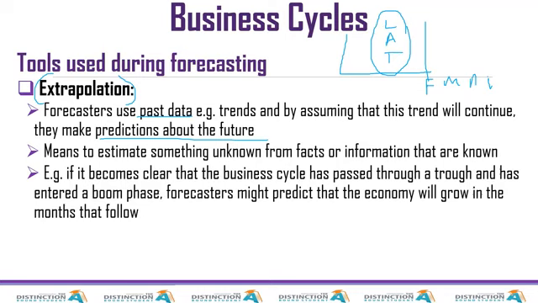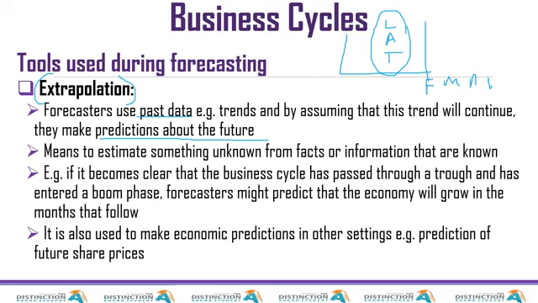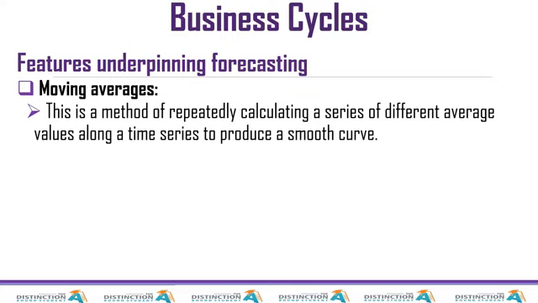So, e.g., if it becomes clear that the business cycle has passed through a trough and has entered a boom phase, forecasters may predict that the economy will grow in the months that follow. So them doing that, what are they doing? That's extrapolation. It is also used to make economic predictions in other settings, e.g., prediction of future share prices.